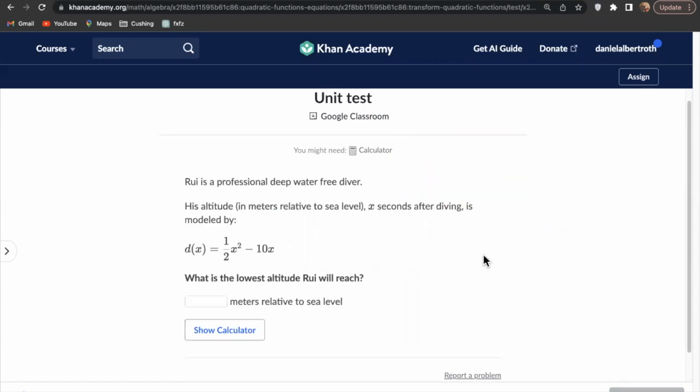So this says Rui is a professional deep water freediver. His altitude in meters relative to sea level, x seconds after diving, is modeled by d of x is 1/2 x squared minus 10x. Okay, and it says what is the lowest altitude? What is the lowest altitude Rui will reach?